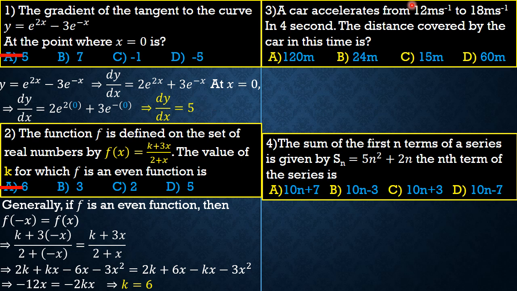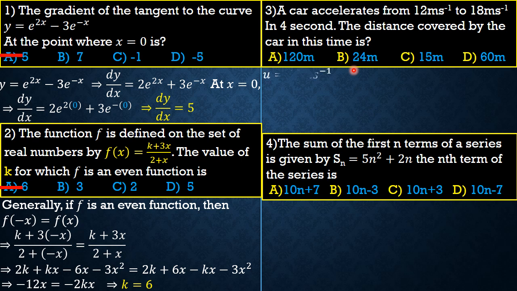Question 3 is saying that a car accelerates from 12 meters per second to 18 meters per second in 4 seconds. The distance covered by the car in this time is. All right. So guys, there are a number of ways in which we can answer this question, but the best way I will recommend to all of you is to start by getting the acceleration of the car. After getting the acceleration, since we know the initial velocity, the final velocity and the time taken, we can have the distance covered in no time.